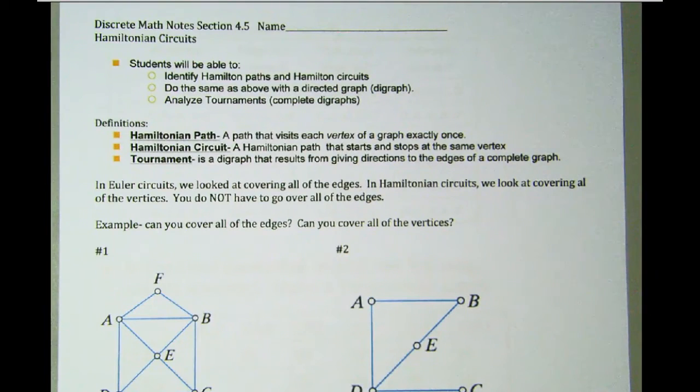Hi, this is Discrete Math Notes, section 4.5, Hamiltonian circuits. Previously we did Euler circuits. Now we've got to figure out what this Hamiltonian circuit thing is.